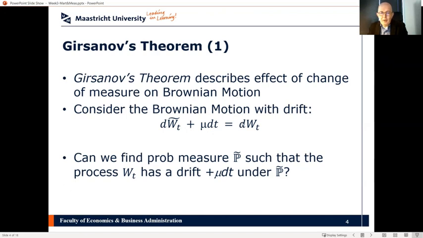And I'm going to look at the following question. Suppose that we have Brownian motion with drift. So we have W tilde that has a drift mu dt. And I want to compare that to a Brownian motion without drift. And then the question is, can we find a probability measure P tilde such that the original Brownian motion under the measure P becomes this Brownian motion with drift under the new measure?